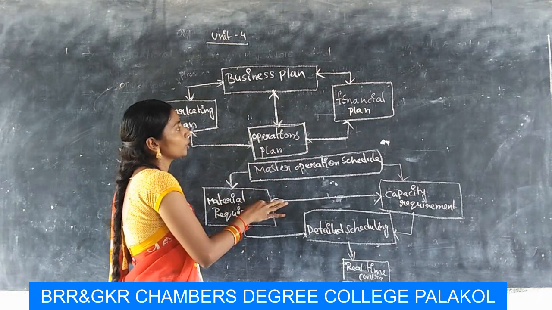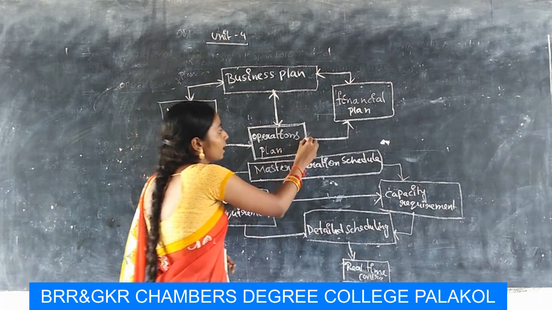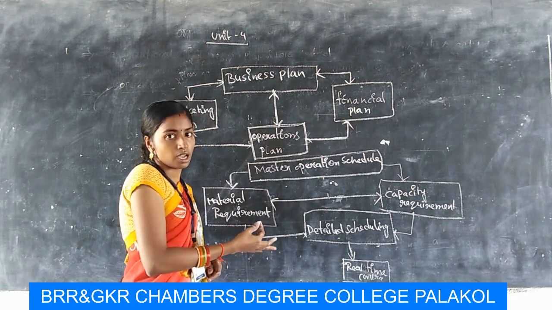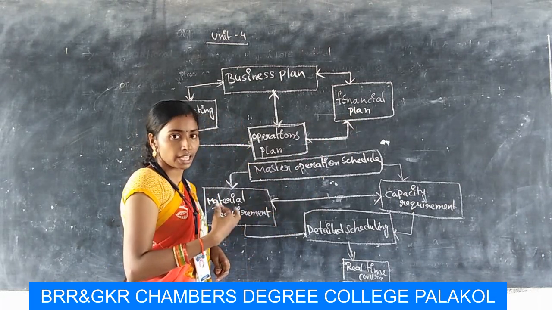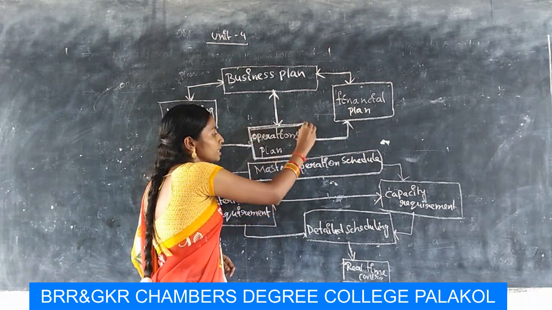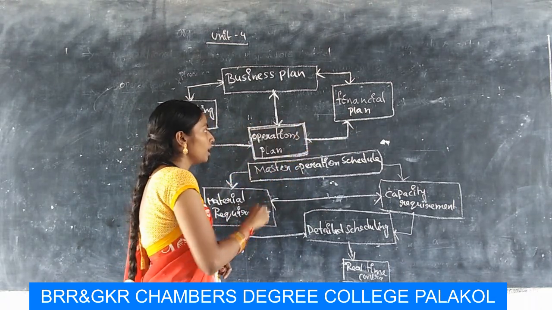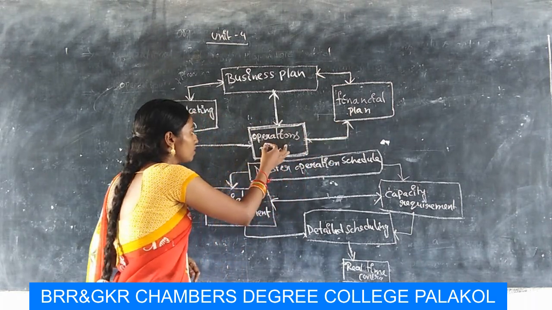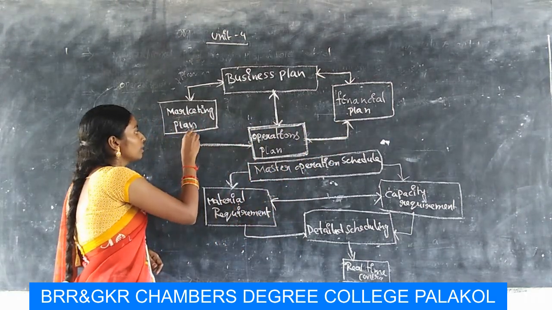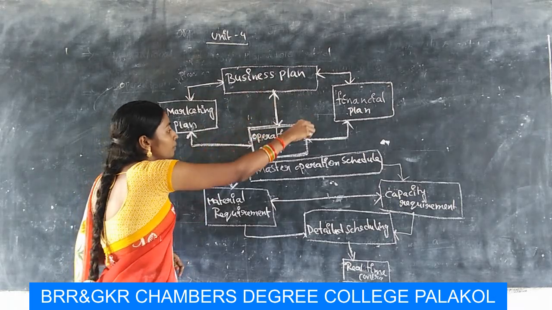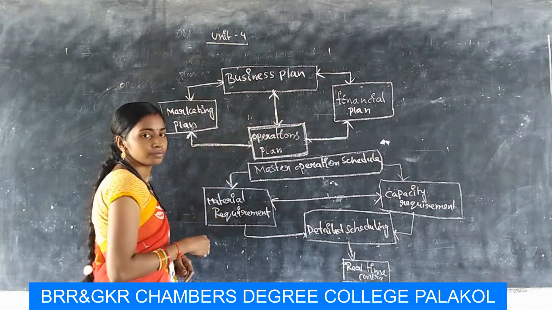Depending upon the operations, they can analyze how much funds are required to produce those goods. What are the financial requirements that we need to complete the operations in the organization? Next, by using financial assistance, we are producing goods, and those goods are marketed. This is the business level plan.